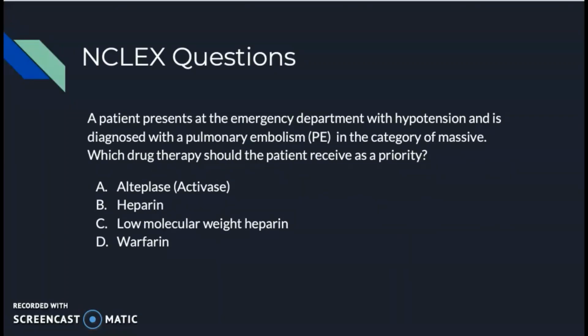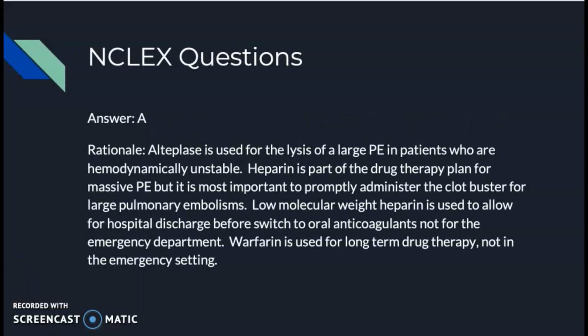A patient presents at the emergency department with hypotension and is diagnosed with a pulmonary embolism in the category of massive. Which drug therapy should the patient receive as a priority? A. Alteplase, B. Heparin, C. Low molecular weight heparin, or D. Warfarin? Answer A. Alteplase.